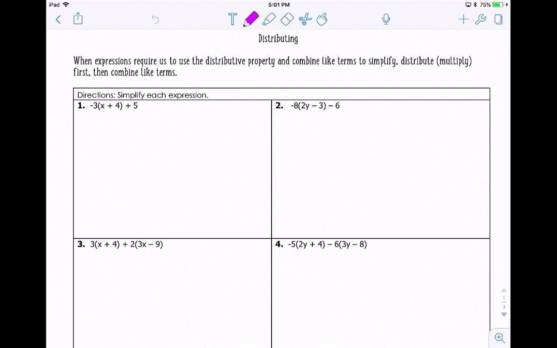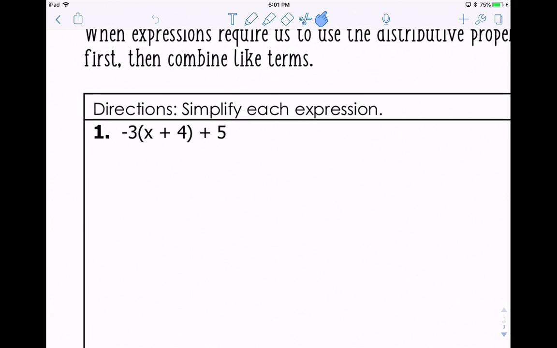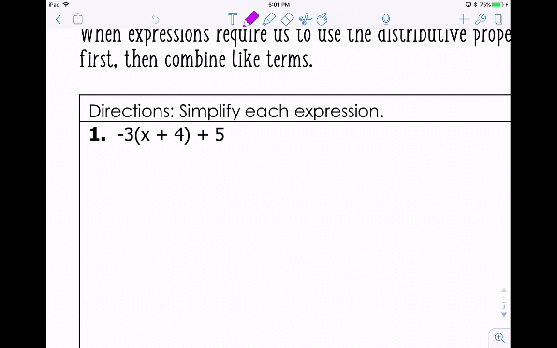So we have -3 times, in parentheses, x plus 4, and then close parentheses, plus 5. So basically what that means is we're distributing -3 to both pieces inside that parentheses, to the x and the +4. So what you'll generally see us do is draw these little lines from the -3 to the x. So we are multiplying. -3 times x would be -3x.